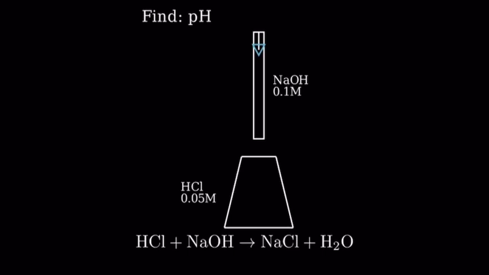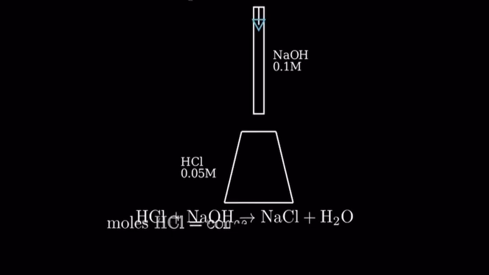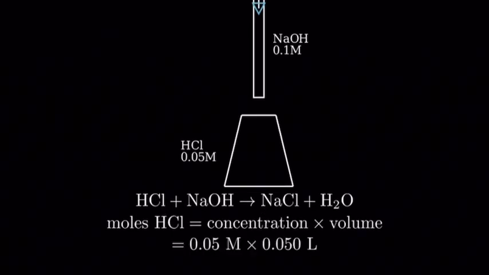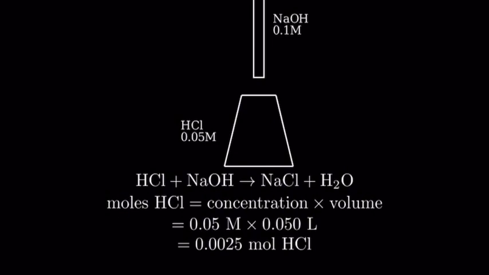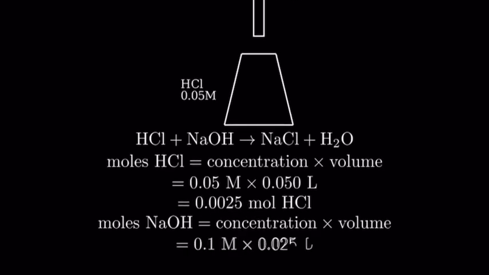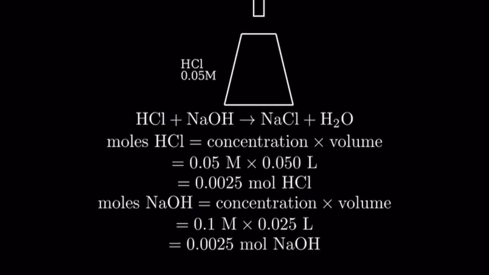Let's start by calculating the moles of hydrochloric acid we have. To find moles, we multiply concentration by volume. The volume needs to be in liters, so we'll convert 50 milliliters to 0.05 liters. Multiplying 0.05 molar by 0.05 liters gives us 0.0025 moles of hydrochloric acid. Now let's calculate the moles of sodium hydroxide added. Again, we multiply concentration by volume. 25 milliliters is 0.025 liters. So 0.1 molar times 0.025 liters gives us 0.0025 moles of sodium hydroxide.